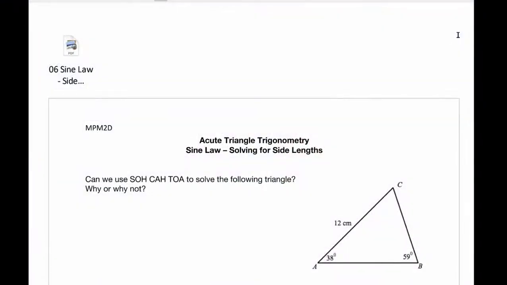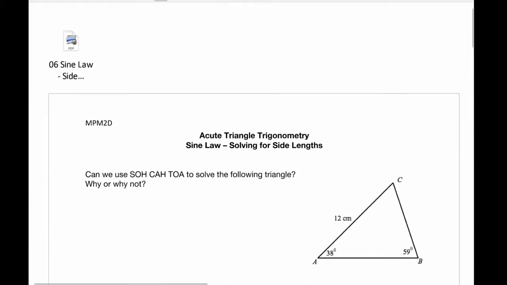In today's note, we are going to be looking at acute triangle trigonometry. Specifically, we're going to be looking at the sine law and solving for side lengths. So before we begin, can we use SOHCAHTOA to solve the following triangle?